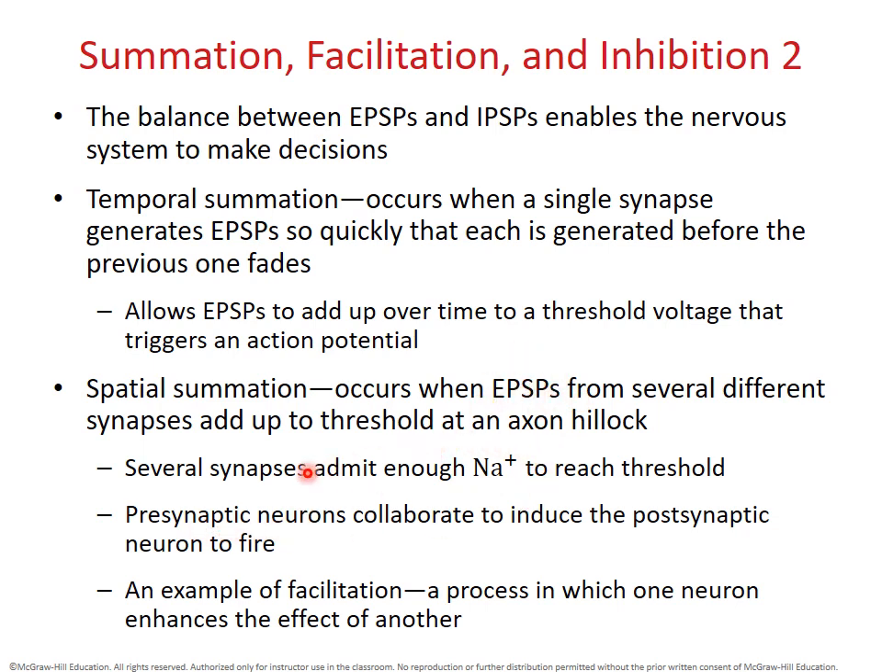And all that sodium is going to collectively migrate or diffuse towards the trigger zone. And this massive amount of sodium that's been introduced to the cell is certainly going to be enough to reach threshold at the trigger zone and cause firing. And once again, you can get spatial summation of inhibitory postsynaptic potentials as well, and this can make the postsynaptic cell much less likely to fire. So you can get summation both for excitation and inhibition as well.